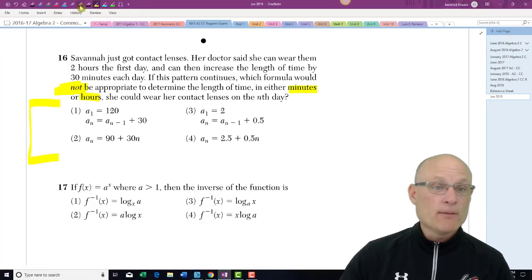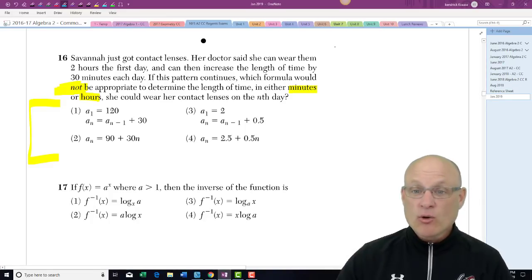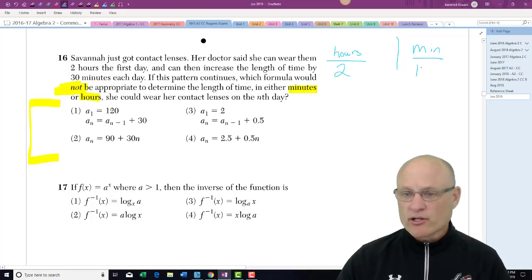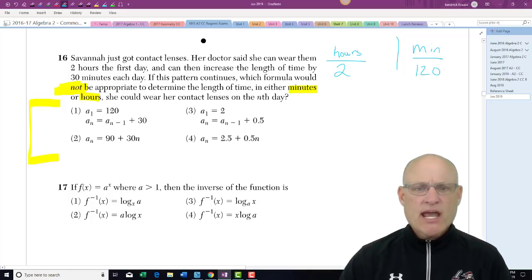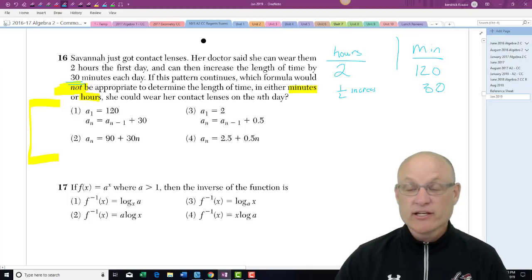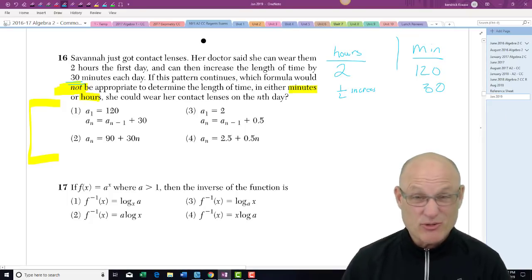All right, so we're going to do it in minutes and hours. We'll go hours first because that was what was given to us. And then we'll also do this in minutes. So we said she can wear them for 2 hours, or 120 minutes. And she can increase that length of time by 30 minutes a day. So increase by a half, increase by 30 here. Do you see what the difference is? They tried to trick you there.